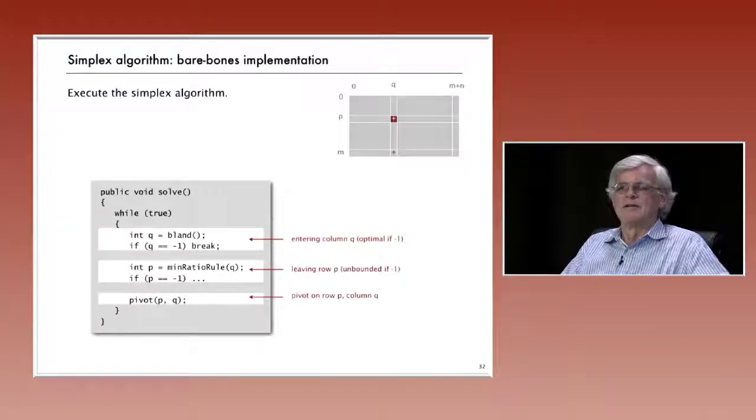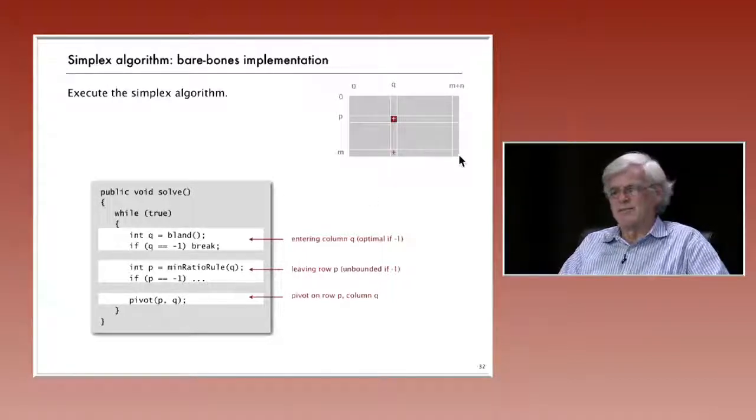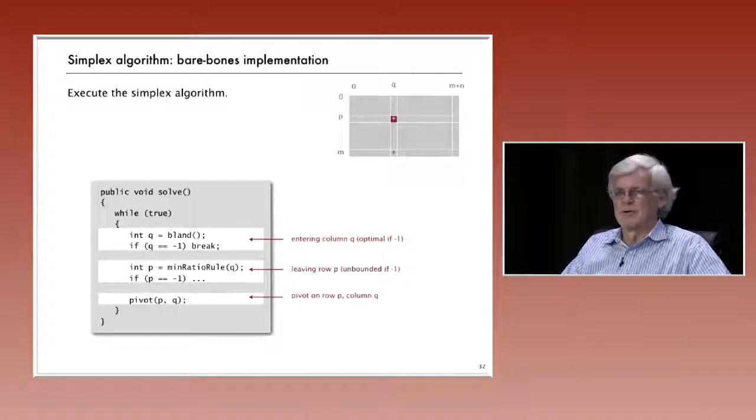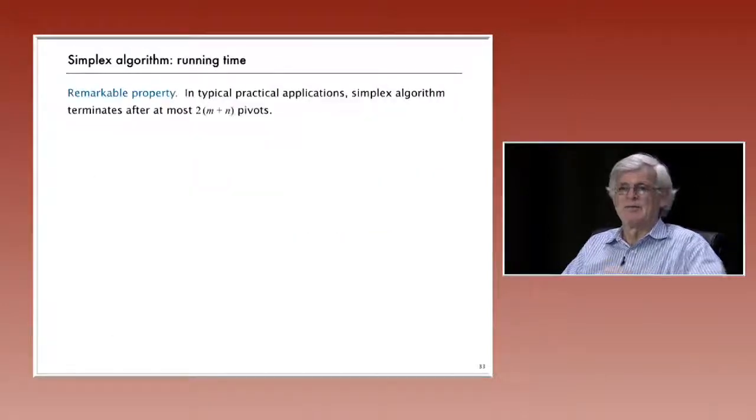And that's it. The simplex algorithm is just, until you get a -1 return from Bland, you just compute Q, you compute P, and pivot. And keep going until you're done, and then to look at your maximized value, you just look in the corner. Not too much code to implement the bare bones implementation of simplex. It's a fairly straightforward algorithm.